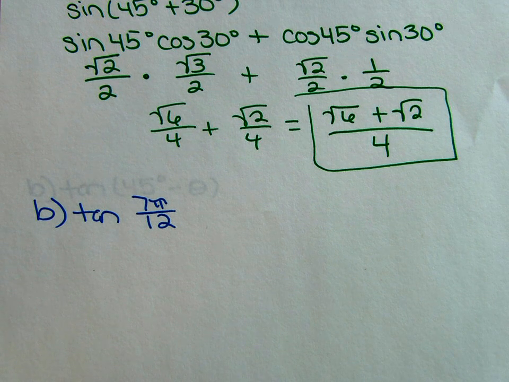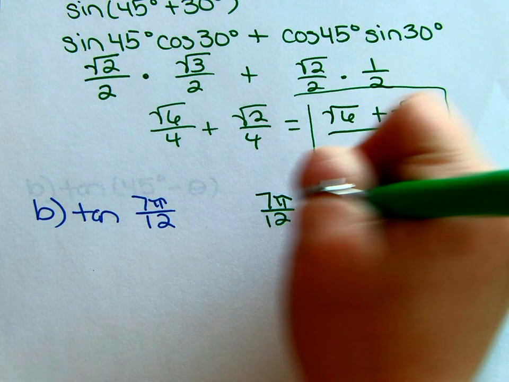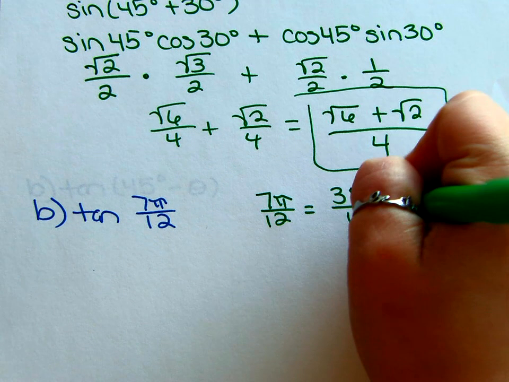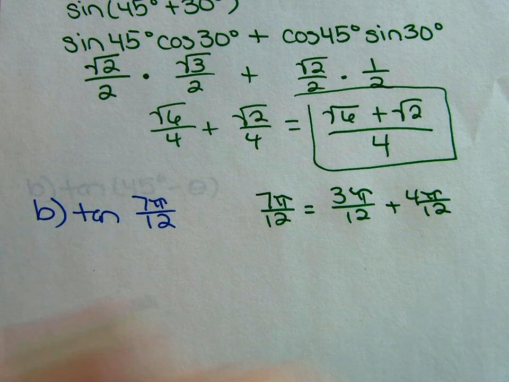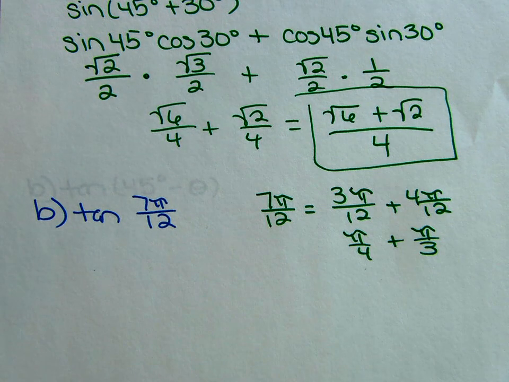Again, I would start with this one a lot like we did the part B on 5.3, where we split it up, because 7 pi over 12 is the same thing as 3 pi over 12 plus 4 pi over 12, which gives me pi over 4 and pi over 3. Both of those can be found on the unit circle, so I'm probably going to use those, because I like to stay in the unit circle as much as possible.